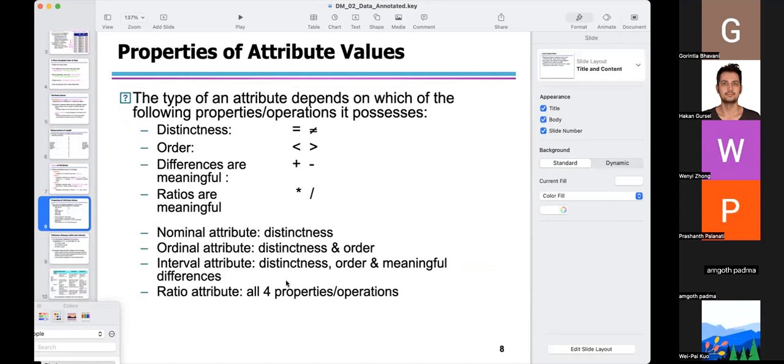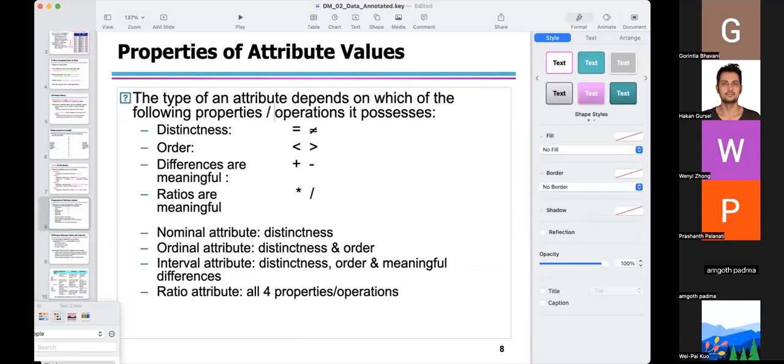So here are some properties of the attribute values. The type of attribute depends on which of the following properties or operations it can perform. Distinctness: if we have, for example, a binary attribute, it's either 0 or 1, then we can tell 0 is different than 1. Or if we have two zeros, 0 is the same as 0. So this is the distinctness property. Order: we said one is bigger or smaller than the other, such as the grades A, B, C, D.